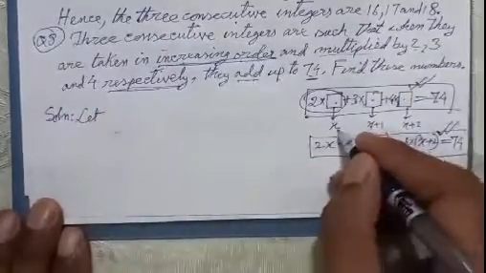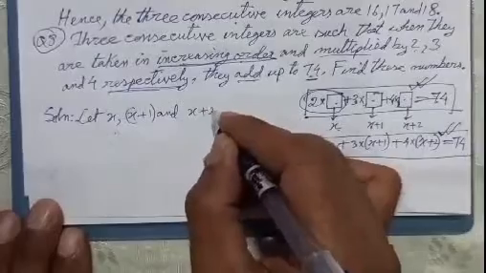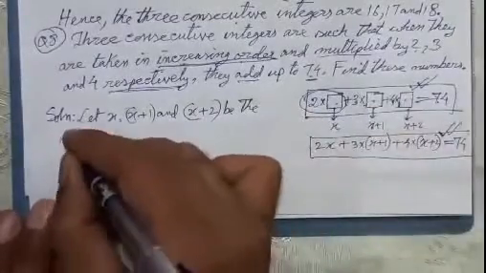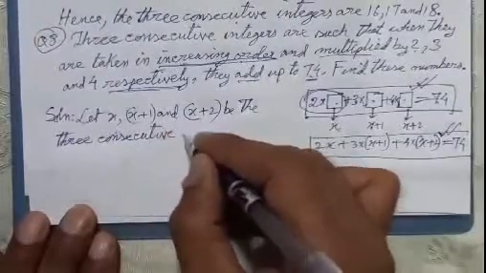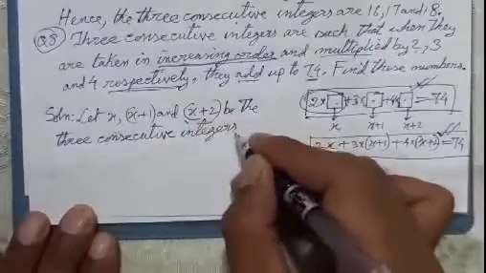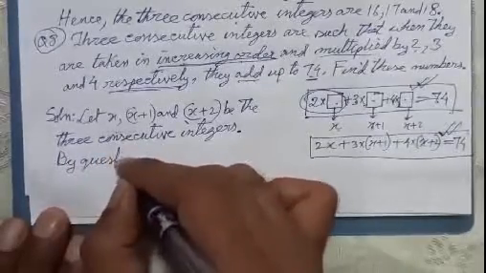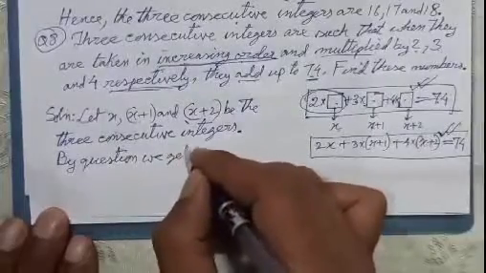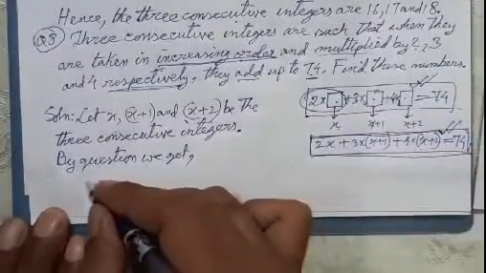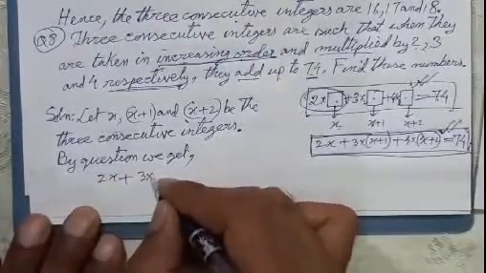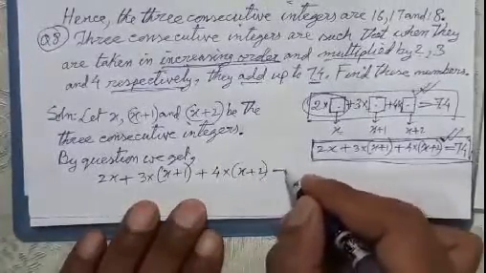Let x, x plus 1 and x plus 2 be the three consecutive integers. By the question we get, and this is what we have to write down: 2x plus 3 into x plus 1 plus 4 into x plus 2, and they added up to 74.